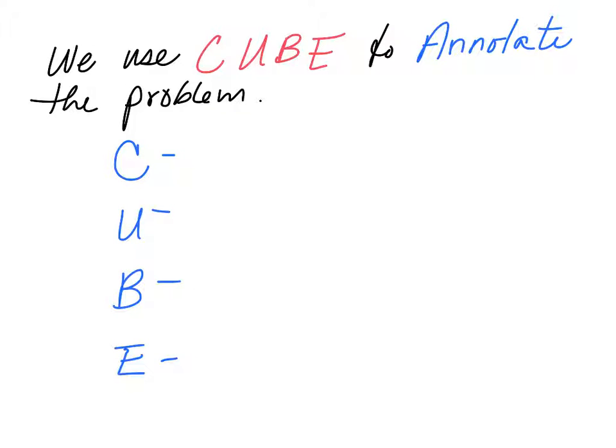First off, before we think about solving a problem, it is best that you break the problem apart so you can understand what the problem is exactly asking you to do. To do that, we use what's called the CUBE process. The CUBE process allows you to annotate the problem. It's very easy.